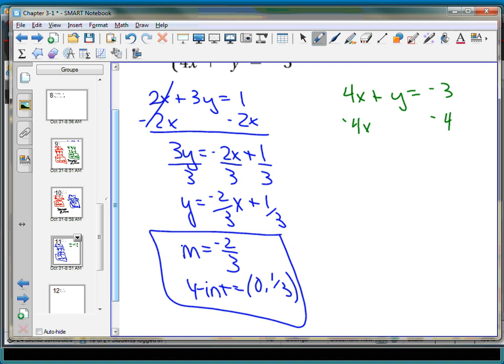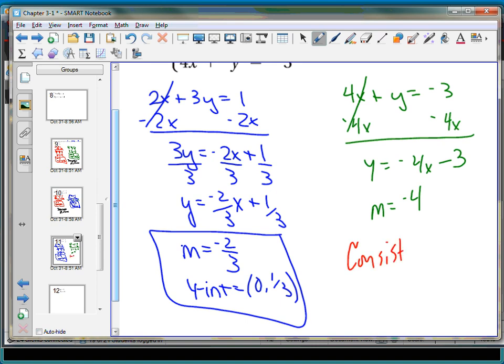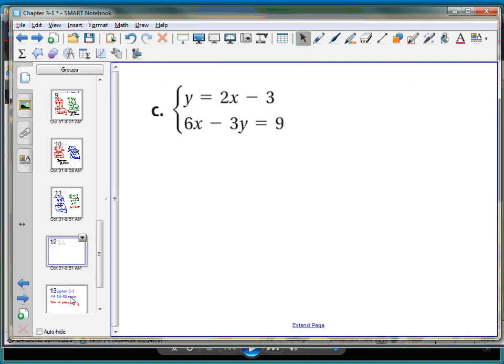Subtract 4x. Y is equal to negative 4x minus 3. What's your slope? 4. Can I stop right there? Why can I stop? Because they're different. Since they're different, what do I know? It's consistent, which means it's independent because they're different. Did we get that? If you have all the information that you need, don't go any further. It seems like consistent should be the one that's the same, but it's not.